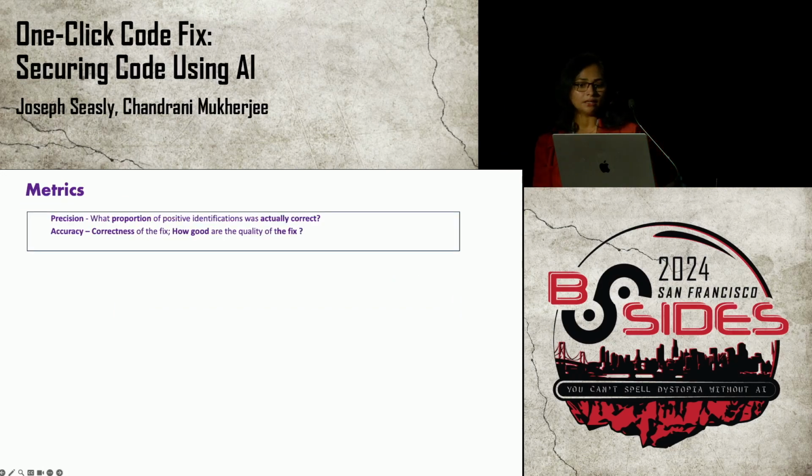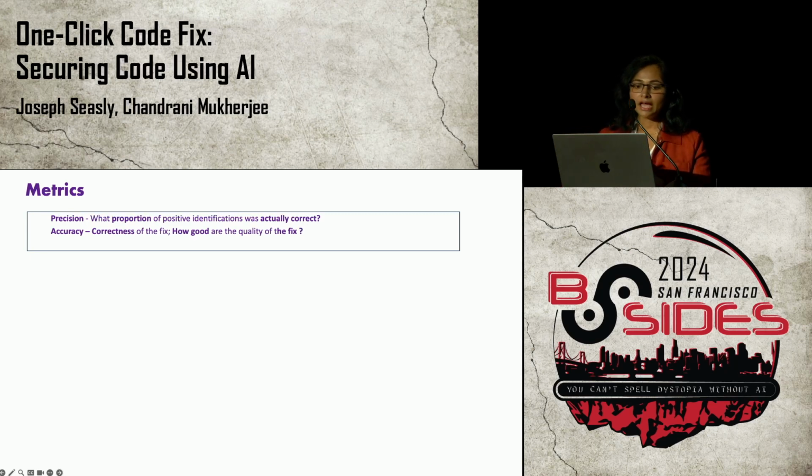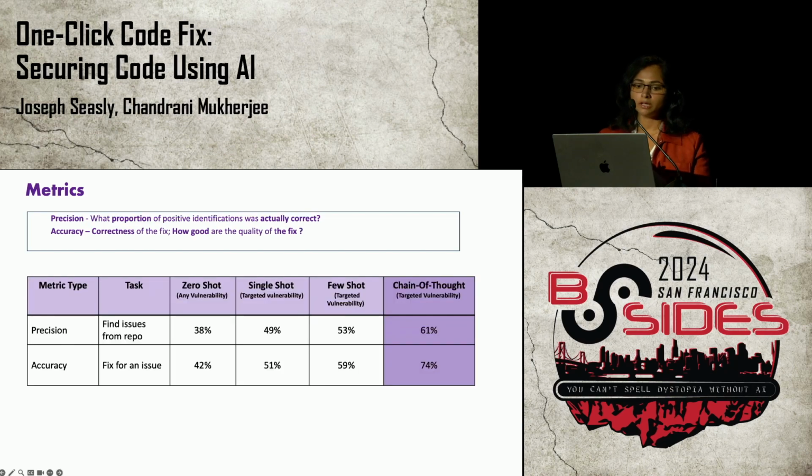For metrics, there are two types of metrics that we have considered so far. One is the precision, right? So precision is like if you have 10 issues, but only 4 of them are correct, then your precision is 40%. And then accuracy, which is how good your fix is. So with all these methods and prompt engineering methods that we have tried, we found that chain of thought is giving us more promising results. Yeah, and then we have a demo.